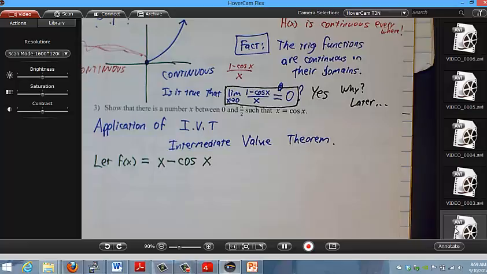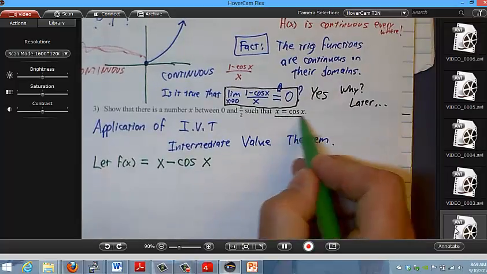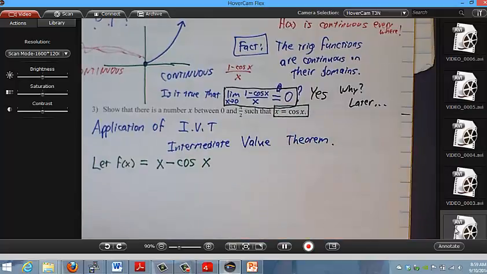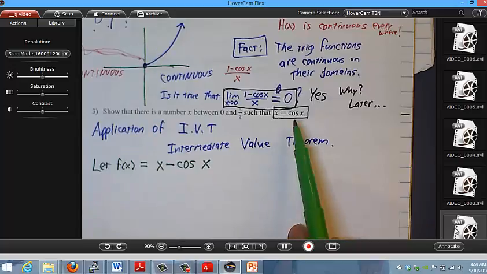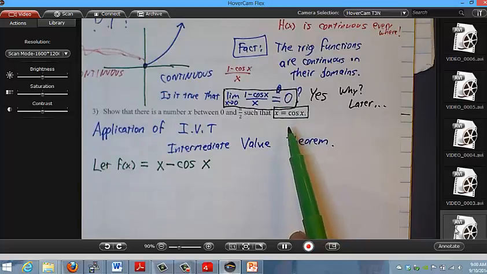You might say, why'd you do that? Well, I've done this before. I know that this is a good idea. Because if I want to show that someplace x equals cosine x, by the way, do any of you know how to solve that equation? Me neither. Okay? But is there a solution? We're about to see yes, there is.